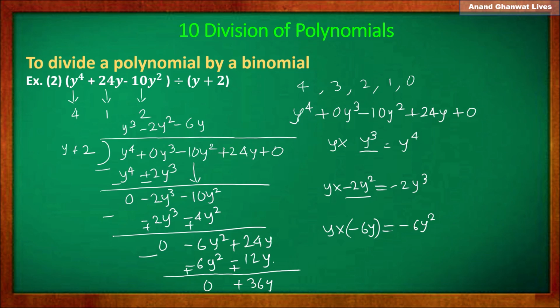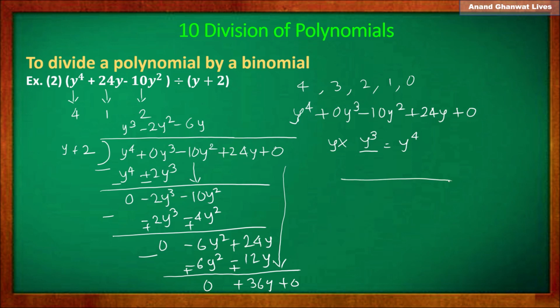Now take another term, that is 0 here. Okay, 36y plus 0. Now find the multiplier of y such that the product is 36y, and that is 36. So write it in the quotient 36. 36 into y, 36y, and 36 into 2, that is 72.